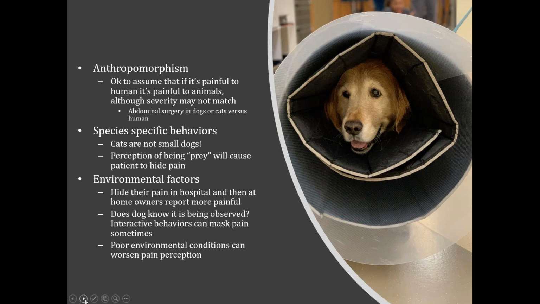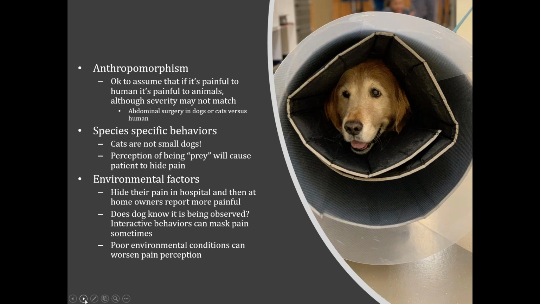That's probably a function of the genetic background of dogs and cats: they used to have to hide their disability in order to survive in the wild. So you have to keep in mind that severity doesn't always match. But in general, if I cut myself and it hurts, it's probably going to be painful to the patient in front of me. Dog, cat, horse, whatever.